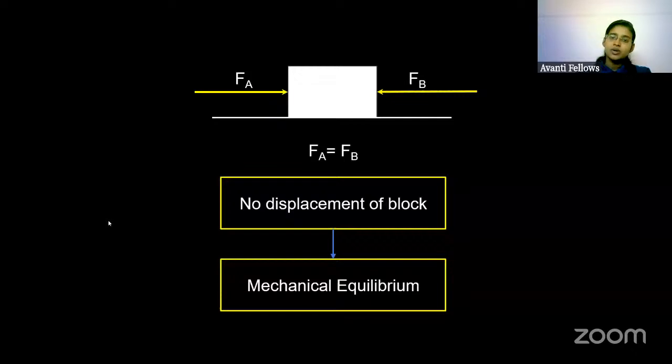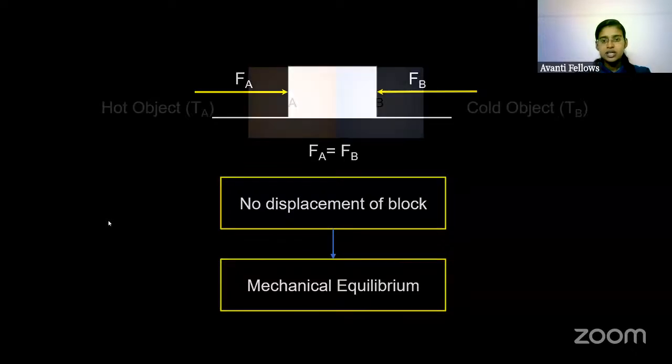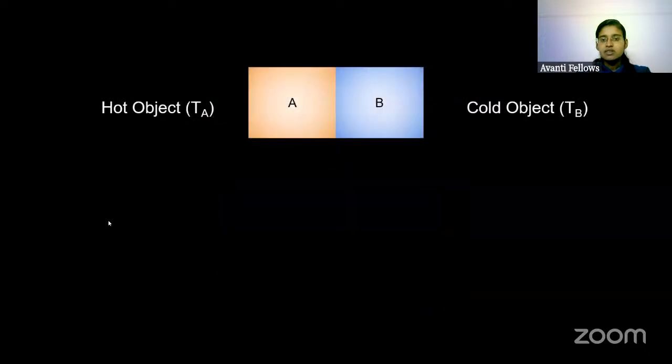Now we'll take one more situation. I have two objects, one is A and the other one is B. A is a hot object and B is a cold object. What will happen if I keep these two objects together?